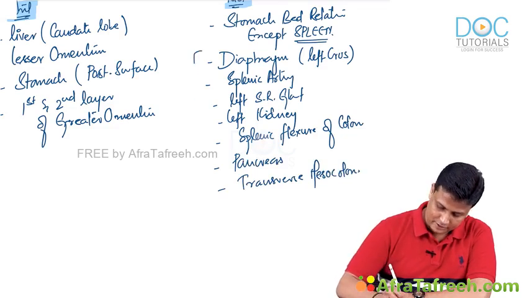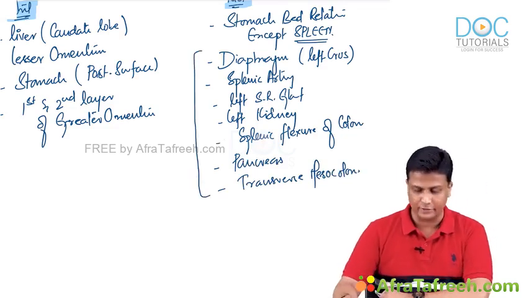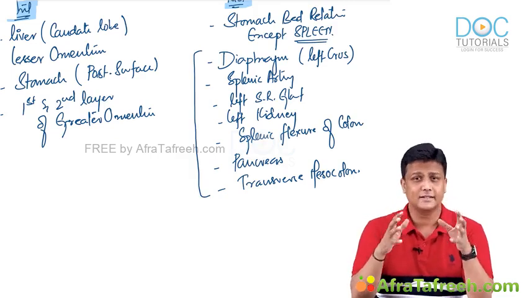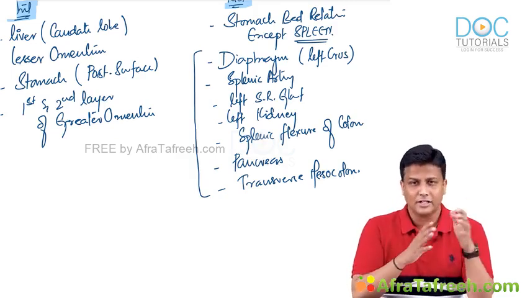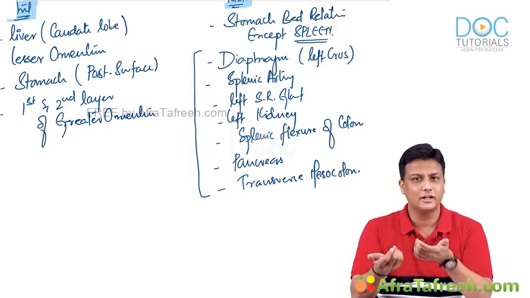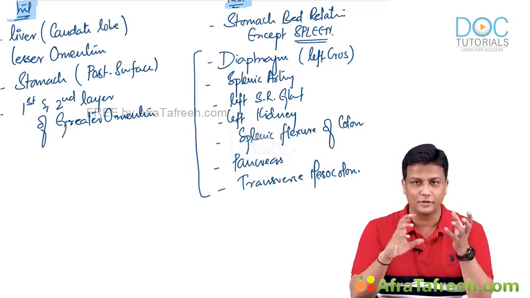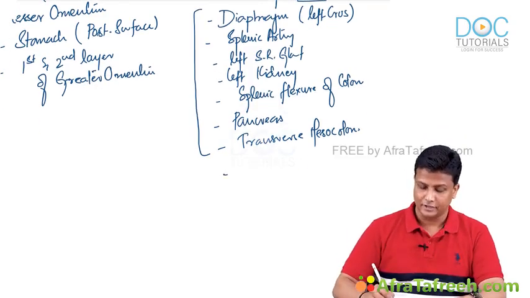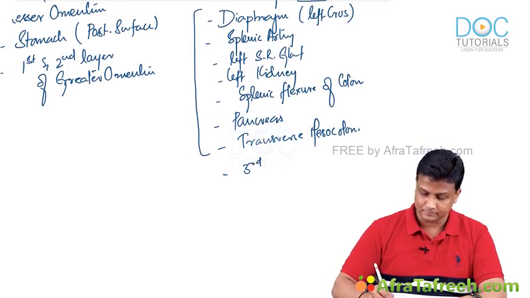So guys, all these things already we have learned in the stomach topic itself. So that is how I'm trying to make the things concise and easy for you in a sequential order. So all the stomach bed relation except the spleen will also be the relations of lesser sac only. So you don't have to learn it two times separately. Only one thing that you have to add here, even the third and fourth layer of greater omentum.